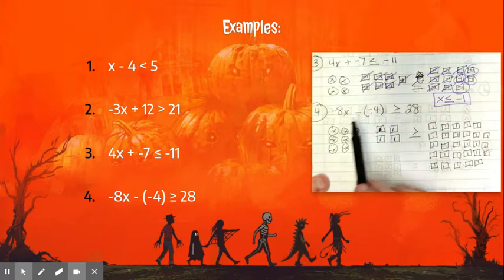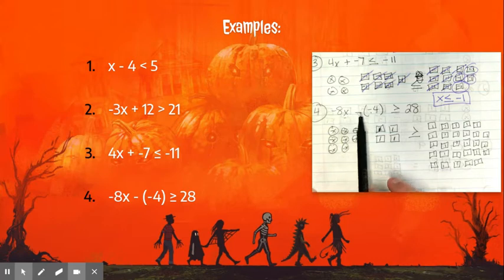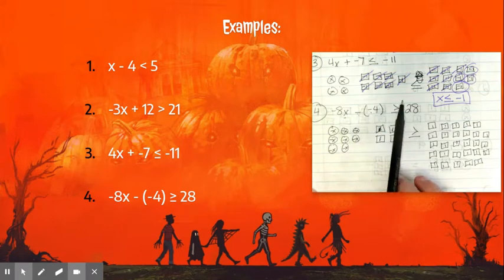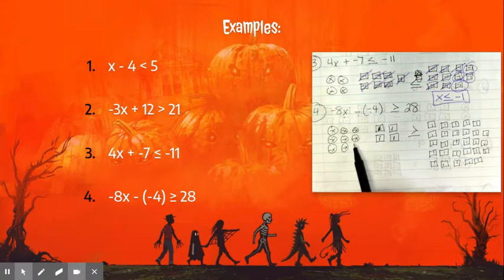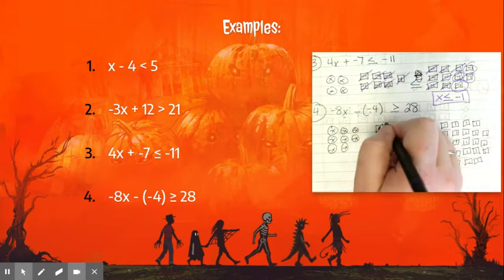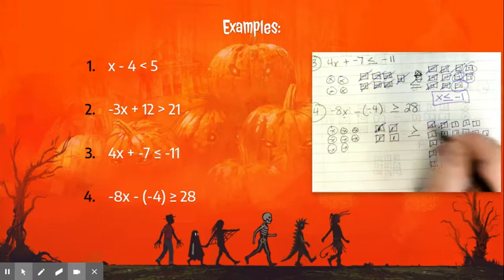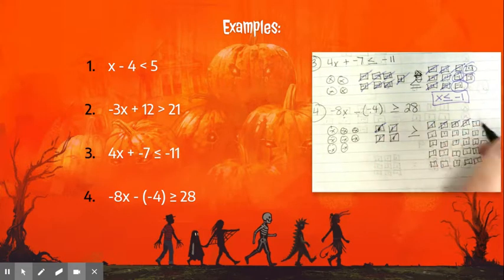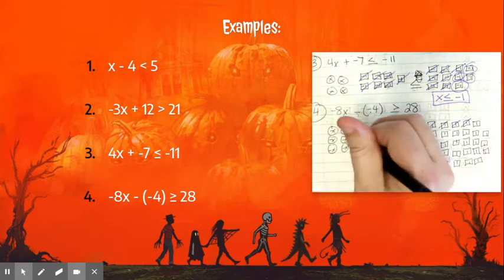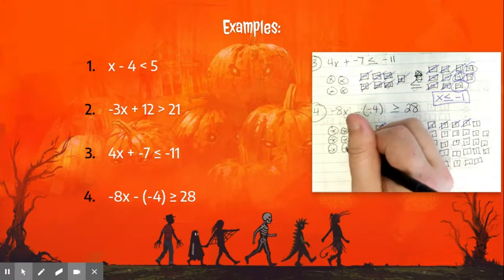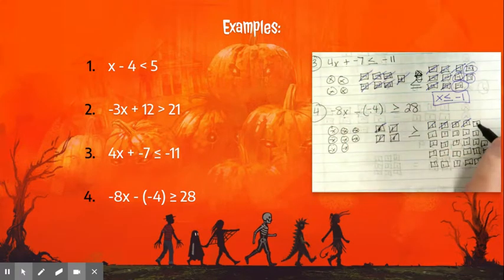Okay, last one, negative 8x minus a negative 4 is greater than or equal to 28. Remember, when we subtract a negative, it becomes positive. So we have positive over here, so we're going to cross out one for one. 1, 2, 3, 4. Okay, and I have 1, 2, 3, 4, 5, 6, 7, 8 negative x's. So let's count how much I have left here.